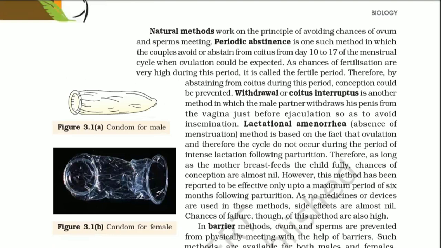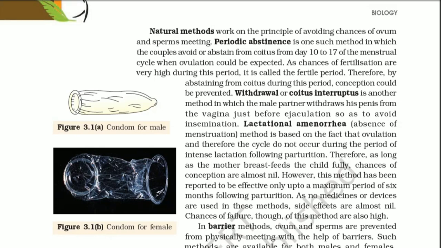Natural methods work on the principle of avoiding chances of ovum and sperm meeting. Periodic abstinence is one such method in which the couples avoid or abstain from coitus from day 10 to 17 of the menstrual cycle when ovulation could be expected. As chances of fertilization are very high during this period, it is called the fertile period. Therefore, by abstaining from coitus during this period, conception could be prevented.